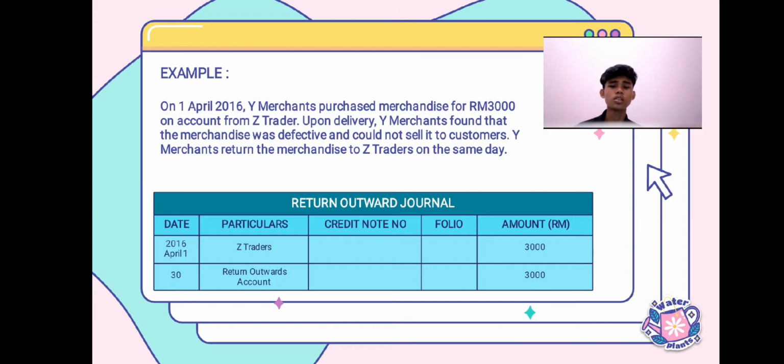So right now we need to complete the table. In the date column, put 1 June 2020, particular B trader, amount RM3,000. Next, just like before, put 30 in the date column, return on account in particular and 3,000 amount.